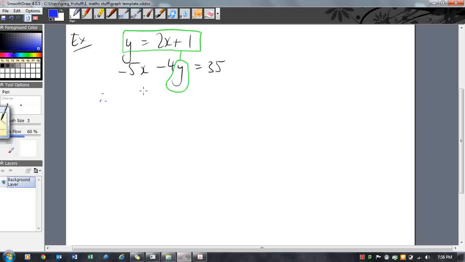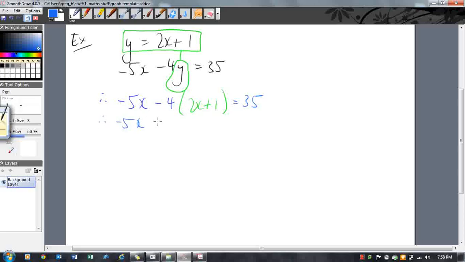So therefore, I'm going to rewrite this equation with the new value of y. So, -5x minus 4 times y. So what is y equal to? Y is equal to 2x plus 1 equals 35. Does that make sense? Just putting the value of y into there. Then you just solve the equation.